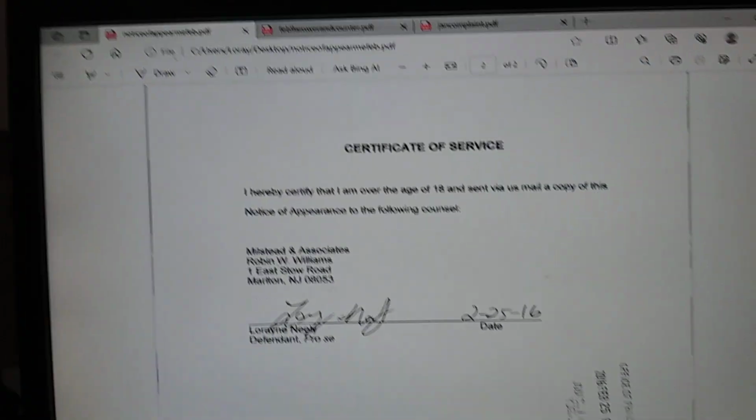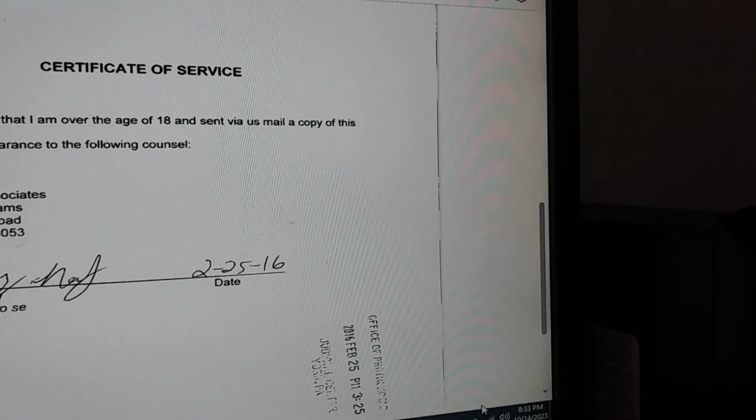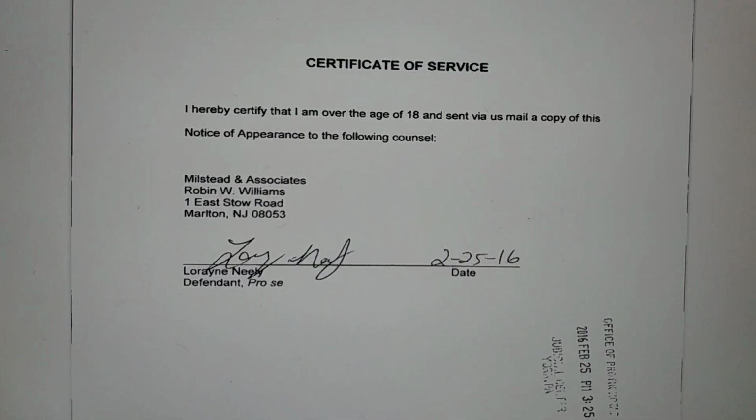So I thought that this would just be a little bit of information on how to write an answer. We'll get into the counterclaims, because you really want to know how to write counterclaims as well.